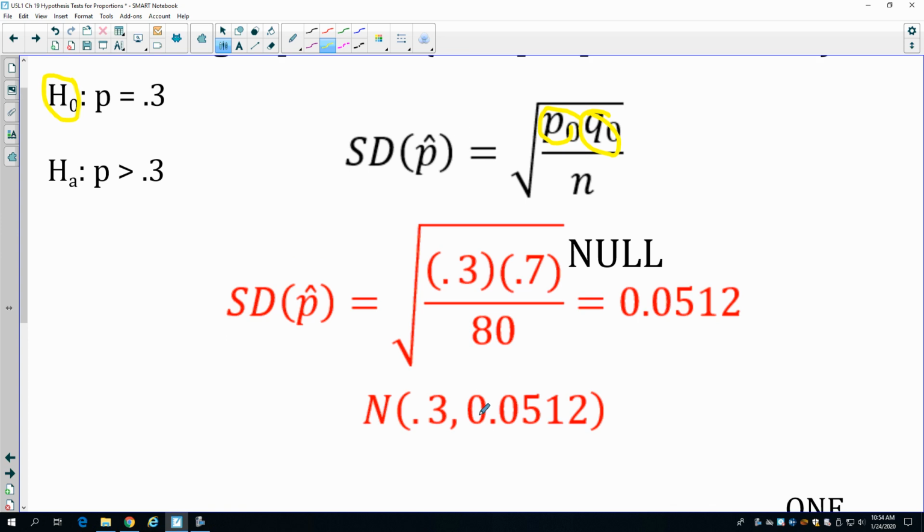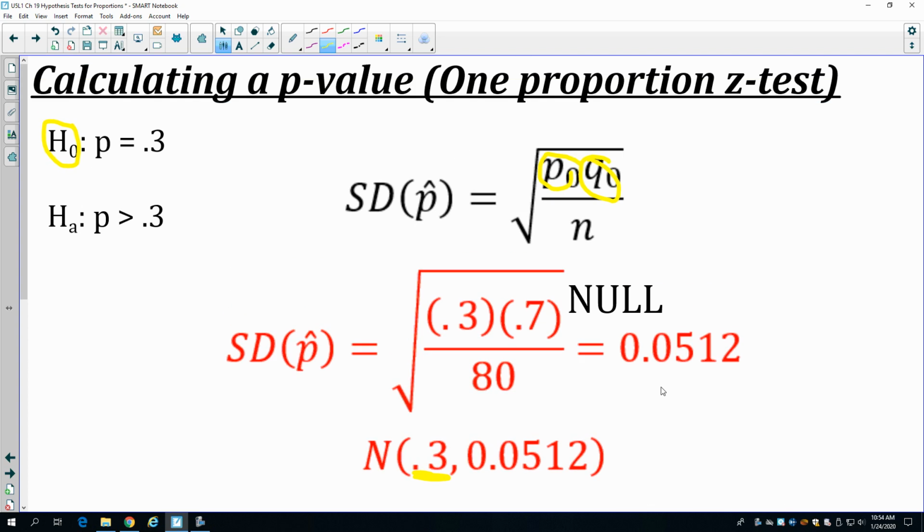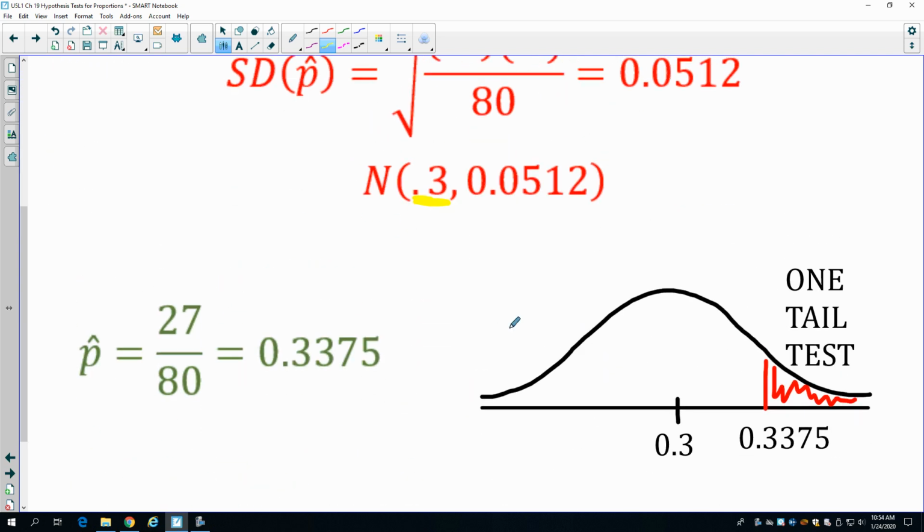So we're going to work with a normal model with mean 0.3, again coming from the null, and standard deviation that we just calculated, 0.0512. This is very similar to when we did a sampling distribution for sample proportions. So now we want to calculate what we call a p-value. Before we get our p-value, we're going to find our p-hat, which is 27 over 80. So we actually found 27 wells that were 100 feet or less out of the 80. So we get a p-hat of 0.3375.